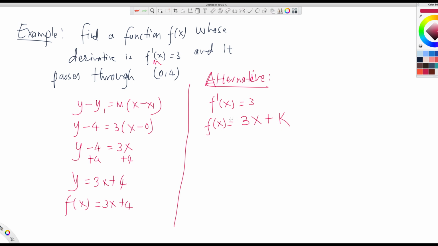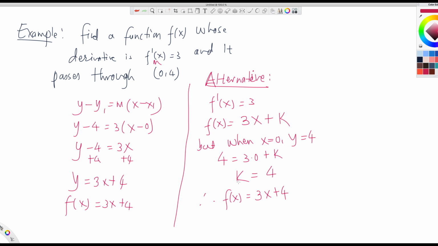But what is given there is, when x equals 0, y is given as 4, right? You use that. So what you get is 4 equals 3 times 0 plus k. So what do you get? k is basically 4, right? Because 3 times 0 is 0. Now you plug it back into f(x). Therefore, f of x equals 3x plus 4. So either way is okay.